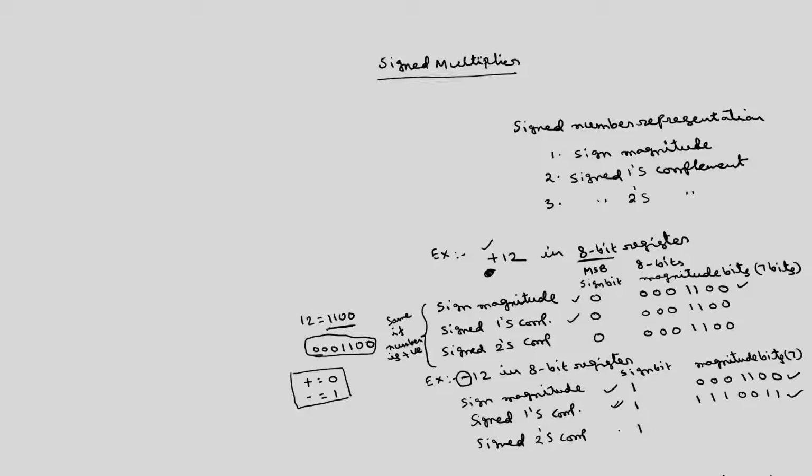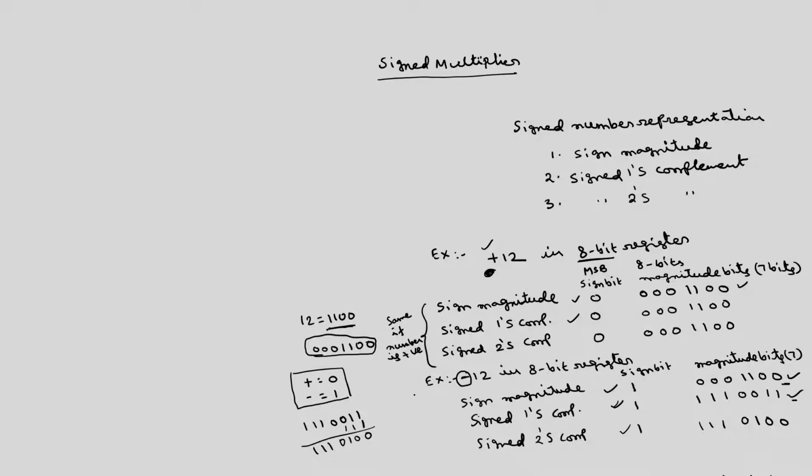And for signed twos complement, the sign bit is 1, followed by the twos complement of the magnitude. The ones complement is this, and we have to add 1 to the ones complement. So, 1 1 1 0 0 1 1 plus 1. 1 plus 1 is 1 0, and so on, giving 1 1 1 0 1 0 0.